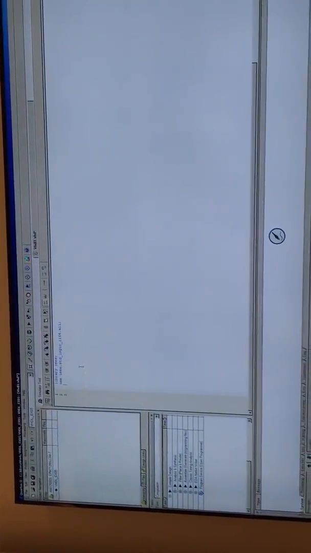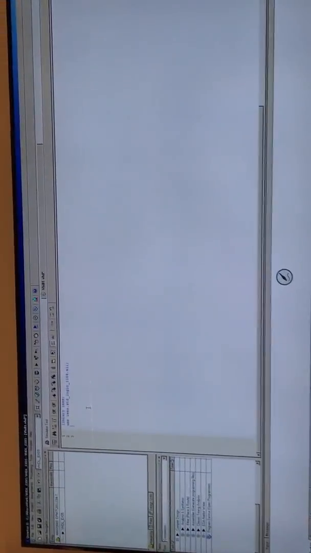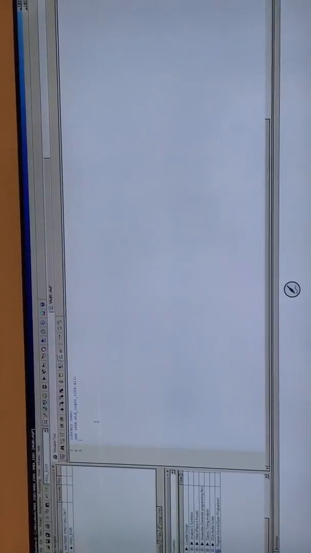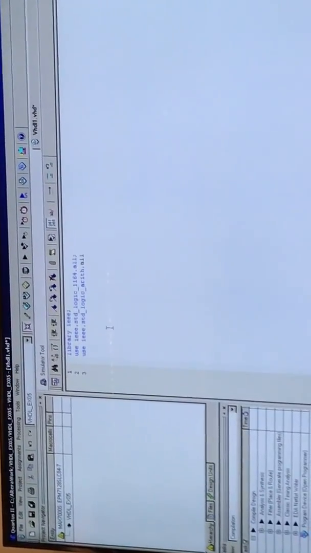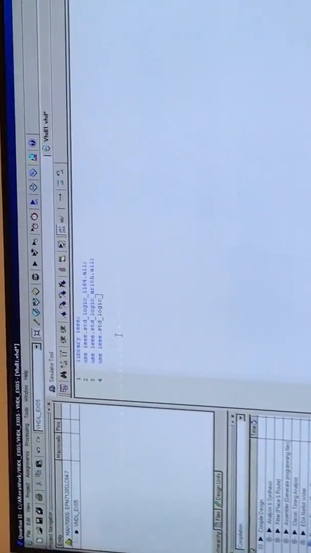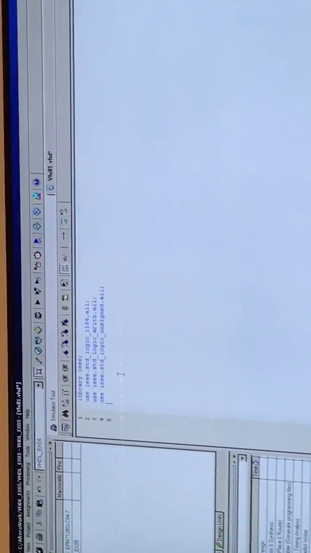When you're dealing with counters or any sequential circuits, we recommend you add 2 more libraries to this. Use IEEE dot numeric_std, this is arithmetic. This is inside, so you're going to deal with negative numbers.